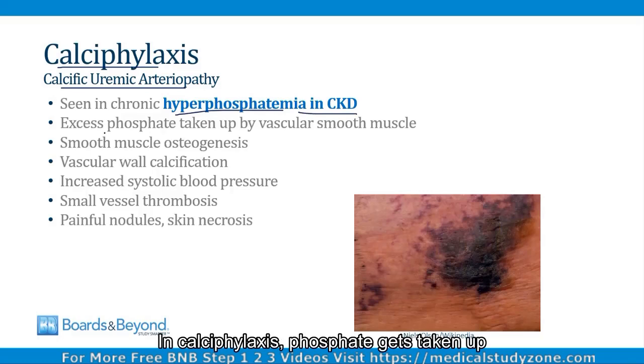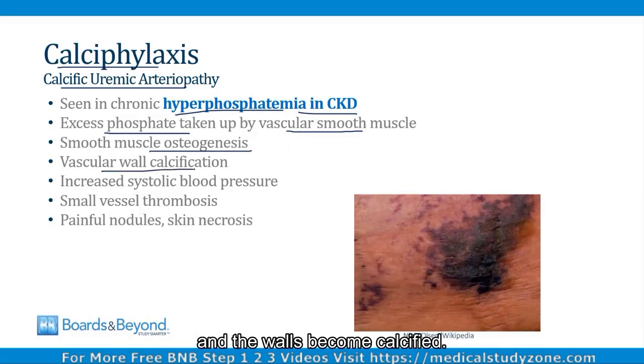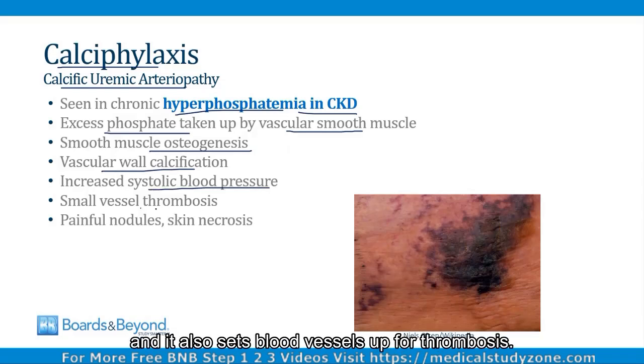In calciphylaxis, phosphate gets taken up by vascular smooth muscle, often in the skin, and then the smooth muscle starts to turn into bone. In other words, it undergoes osteogenesis and the walls become calcified. This raises the systolic blood pressure and it also sets blood vessels up for thrombosis.